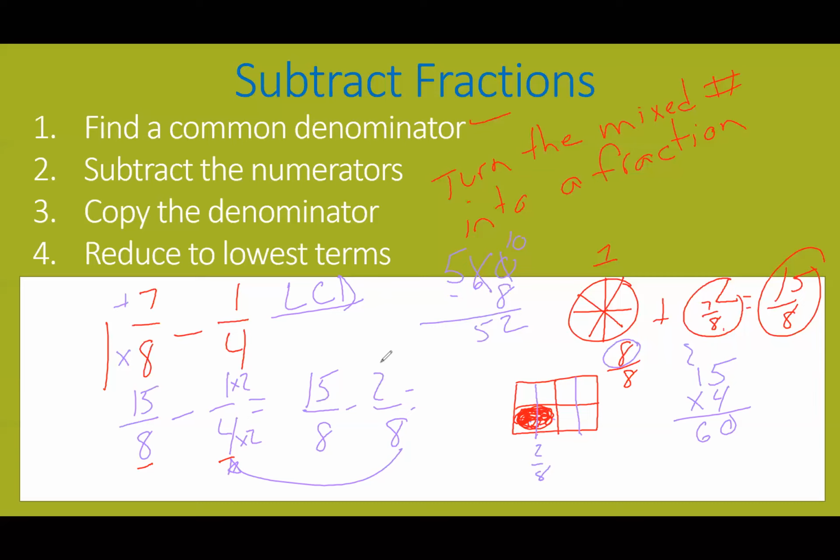15 minus 2, 15, 14, 13. It's 13/8. And now I can do some simple division. 13 divided by 8. Well, I know it's going to be 1, right? 8, 9, 10, 11, 12, 13. That's 5 left over. The answer is 1 5/8. Look how easy that division was because I found that lowest common denominator.